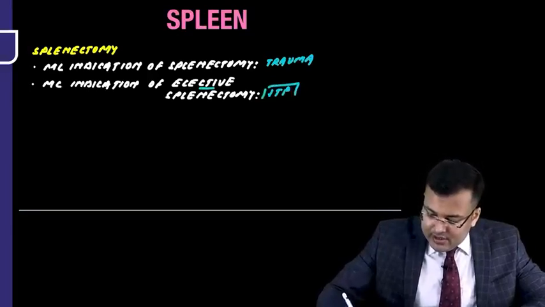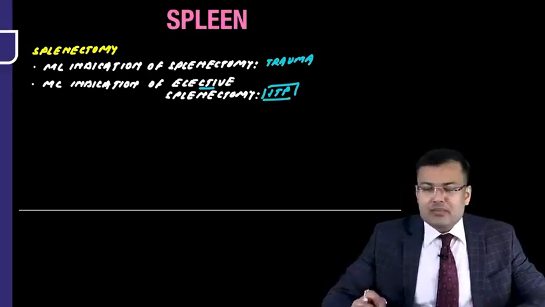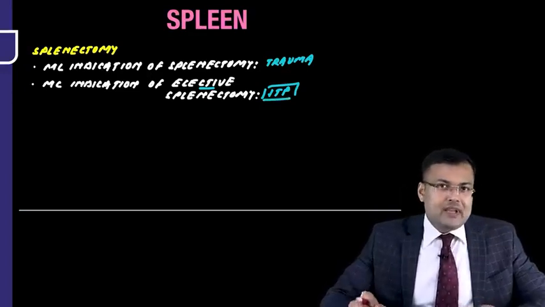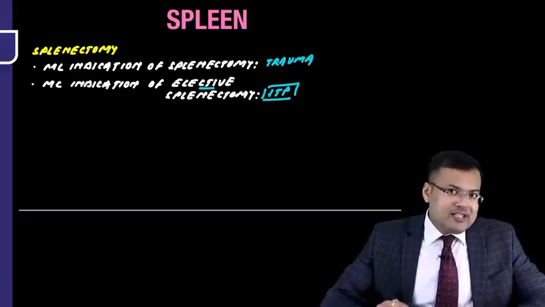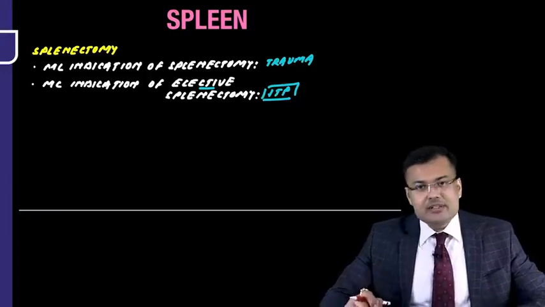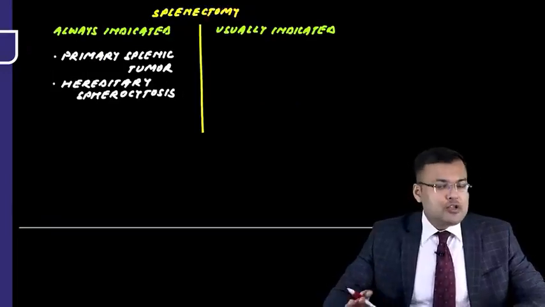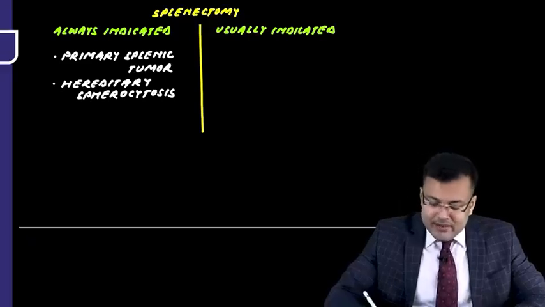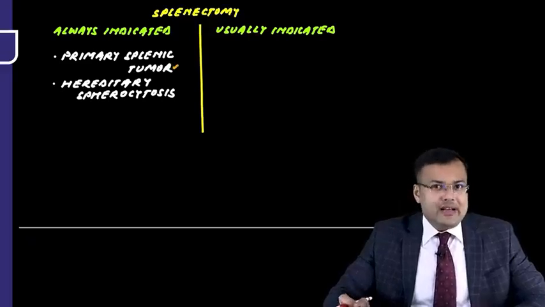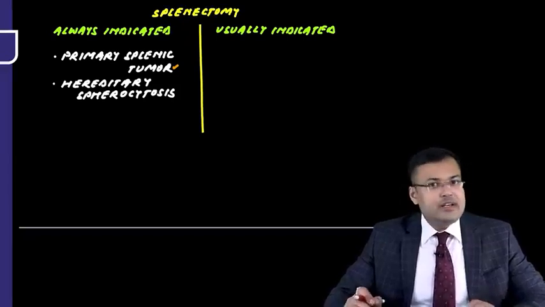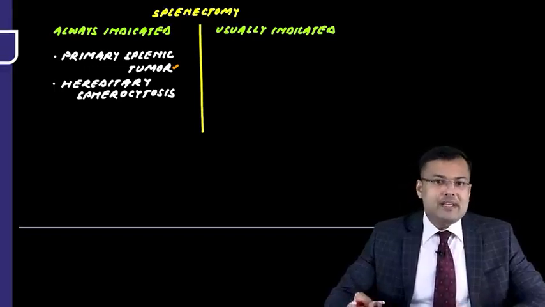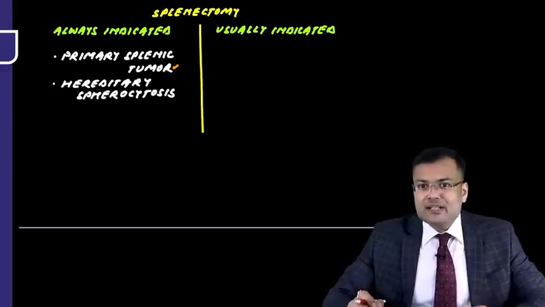Previously, ITP was known as immune thrombocytopenic purpura. Nowadays the new name is immune thrombocytopenia. The short form is the same, but the name has been changed. There are certain situations in which splenectomy is always indicated, and certain situations in which it is usually indicated. Splenectomy is always indicated if the patient has a primary splenic tumor. And in hereditary spherocytosis, the treatment of choice is splenectomy.